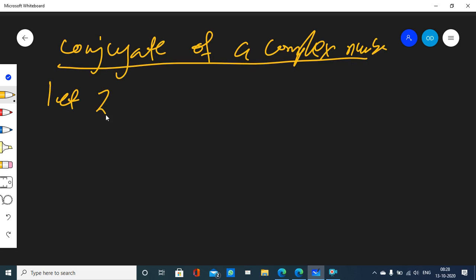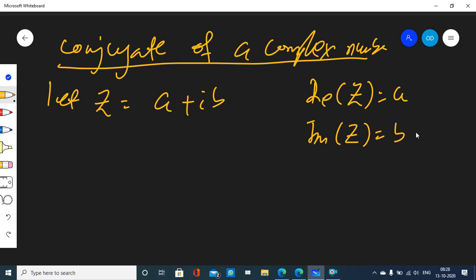So let z = a + ib be our complex number, where the real part of z is a and the imaginary part of z is b, and obviously they are real numbers. And do not forget one thing: never confuse imaginary part with imaginary number. Remember, the imaginary part b is a real number.